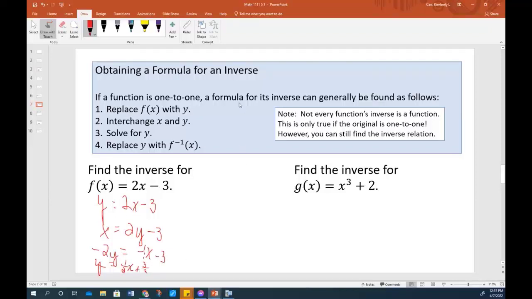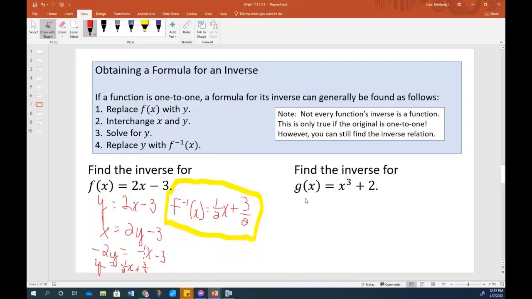Now a decimal would be fine. This last step, replace y with f inverse. I can do that. I know that this was a function, and this function is 1 to 1. It is true on both of these, so I'm going to say f inverse of x is equal to 1/2 x plus 3/2. Now, if I were to graph those, they would be reflections over that line, y equals x. Okay, so let's do one more.